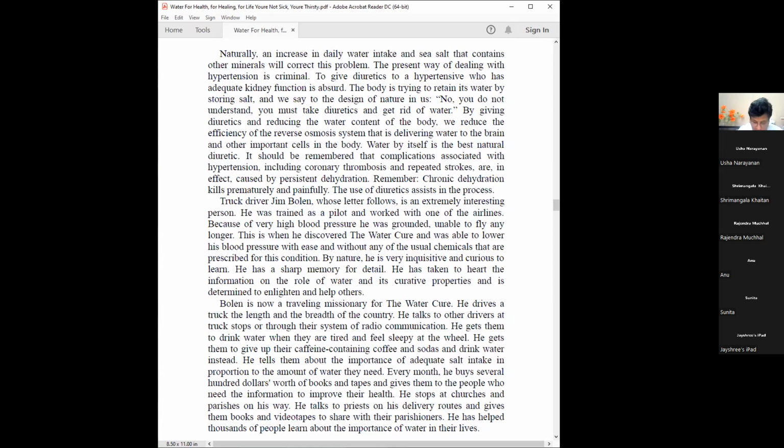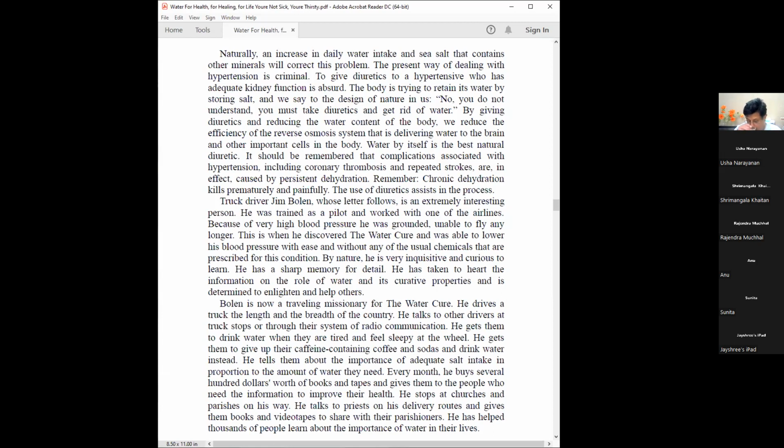Truck driver Jim Bolan, whose letter follows, is an extremely interesting person. He was trained as a pilot and worked with one of the airlines. Because of the very high blood pressure, he was grounded, unable to fly any longer. This is when he discovered the water cure and was able to lower his blood pressure with ease and without any of the usual chemicals that are prescribed for this condition.